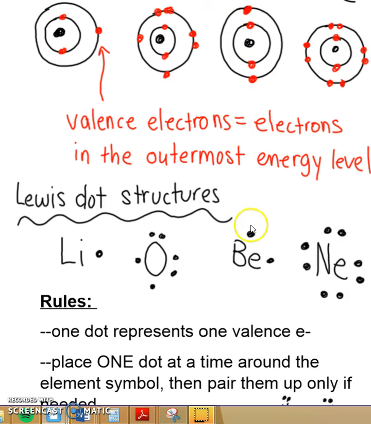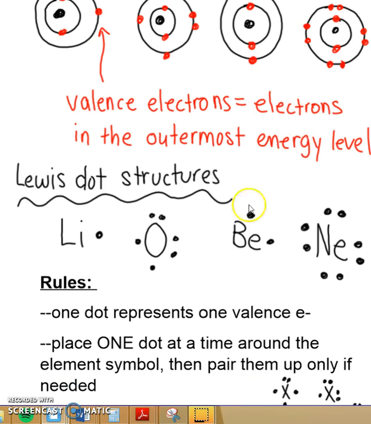Beryllium has 2 valence electrons, so I take beryllium, Be, there's its symbol, and I put 1 dot there and 1 dot there. Again, I don't really care which side they're on, but don't pair them up unless you have to. Neon, we had to pair them up. It has 8 valence electrons, so I put 1, 2, 3, 4 on there, and then I had to go 5, 6, 7, 8. 8 valence electrons around neon.